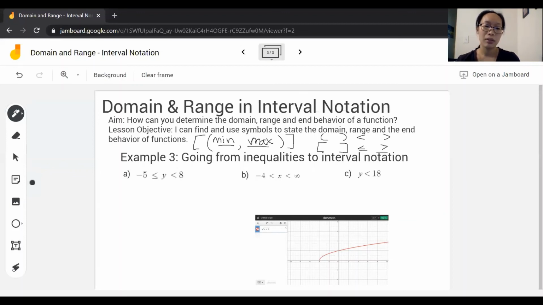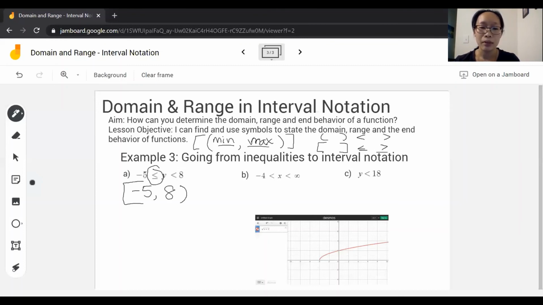So in this example, -5 is our minimum value, 8 is our maximum. We notice that this inequality is a less than or equal to, so we include the -5 using the square bracket. But the other one is y is only less than 8. We do not include the 8, so we use a curved bracket.